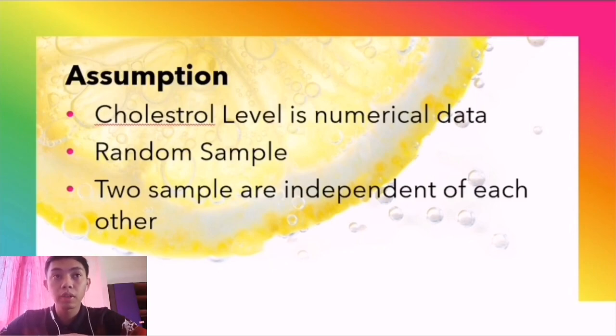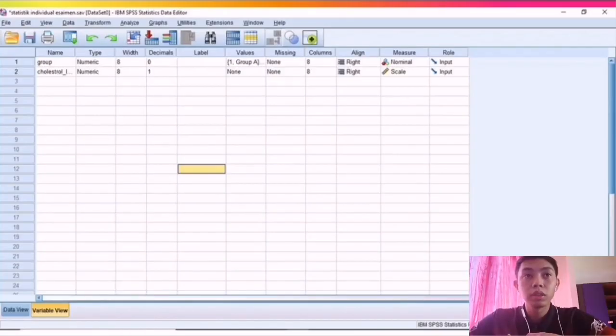For the assumptions, cholesterol level is numerical data. It's a random sample, and the two samples are independent of each other, which means Group A and Group B are independent observations.